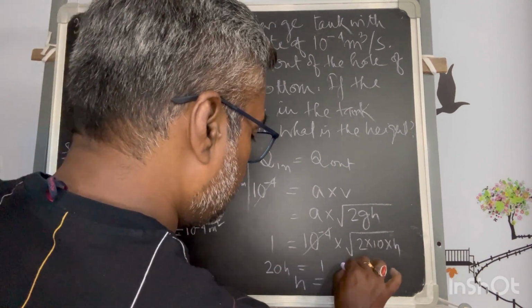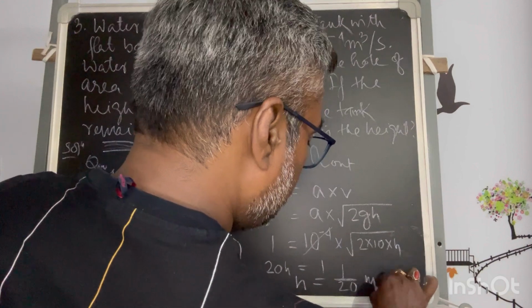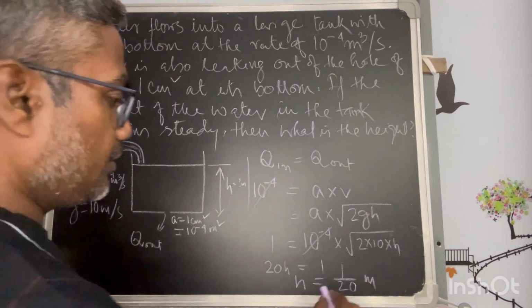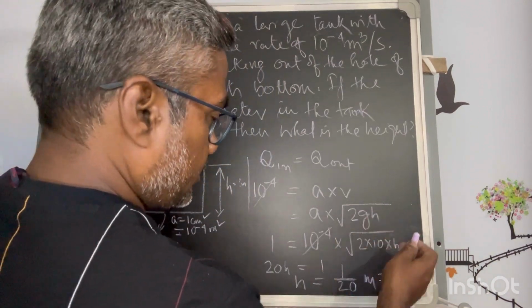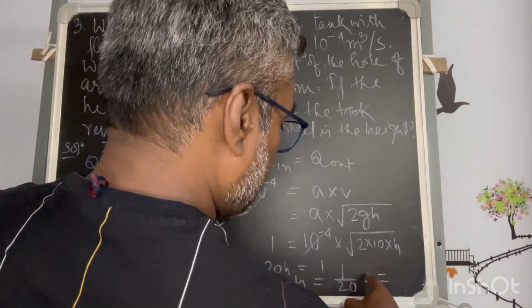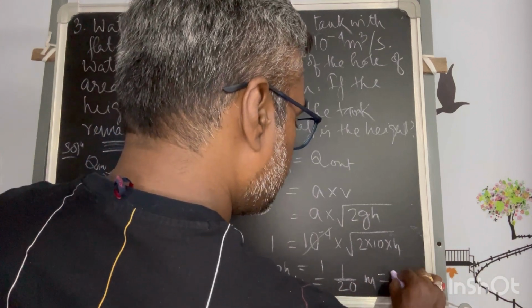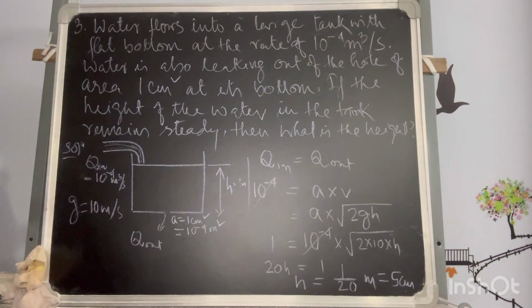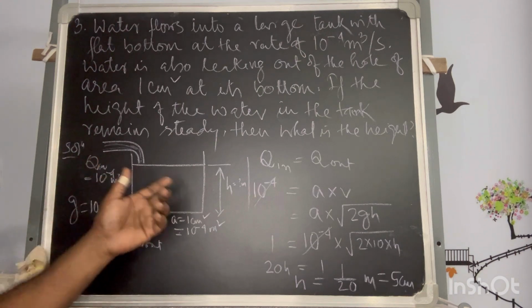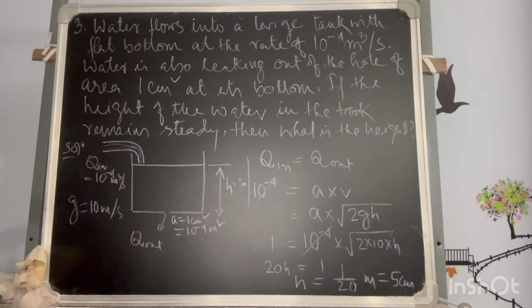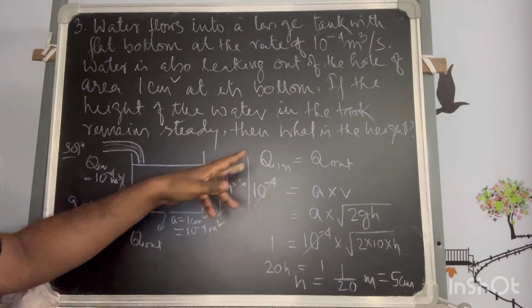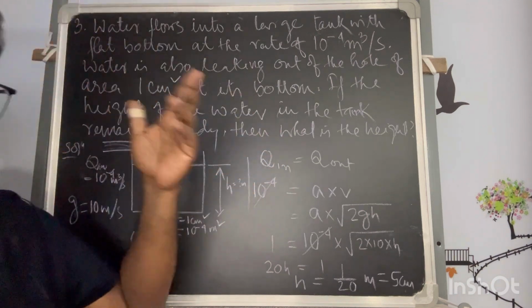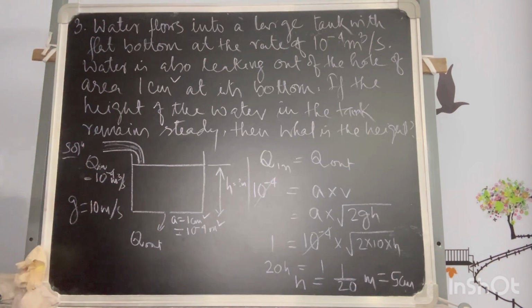So what is the height? h is 1 upon 20 meter. Now if you want an easily understandable unit, we can calculate in centimeter: this will be 100 upon 20, which is 5 centimeter. So the height maintained is 5 centimeter. Whatever is coming in is going out. This is the height of the water column, not the height of the tank. Tank height may be different, but the height of the water column is this much.